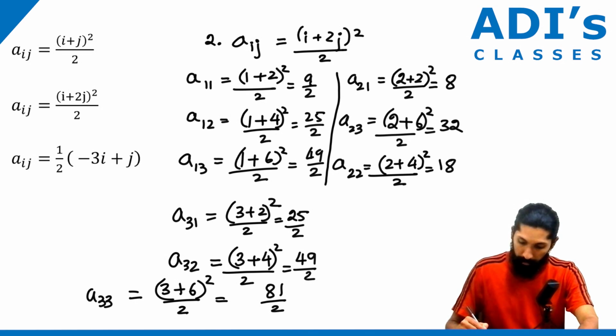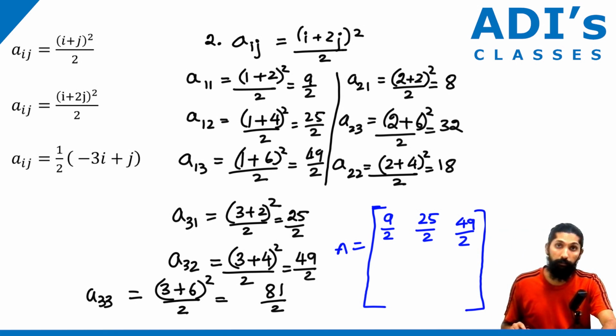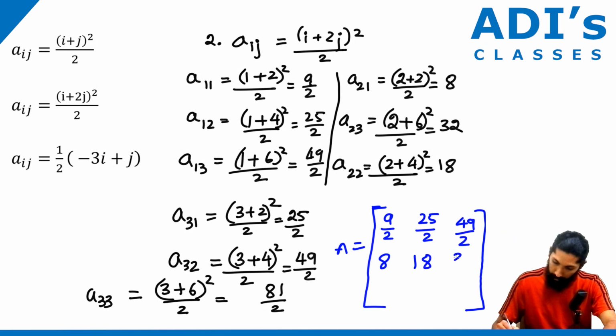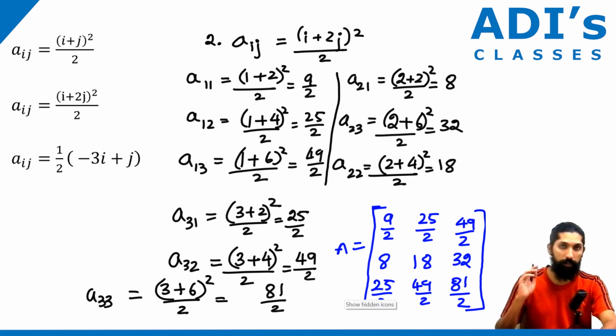Now finally we can write matrix A is equal to, the first row: 9 by 2, next one 25 by 2, next one 49 by 2. Fair enough? The next row, A21 is 8, 18, 32. Next is 25 by 2, 49 by 2, 81 divided by 2. This is going to be the answer for the second one.